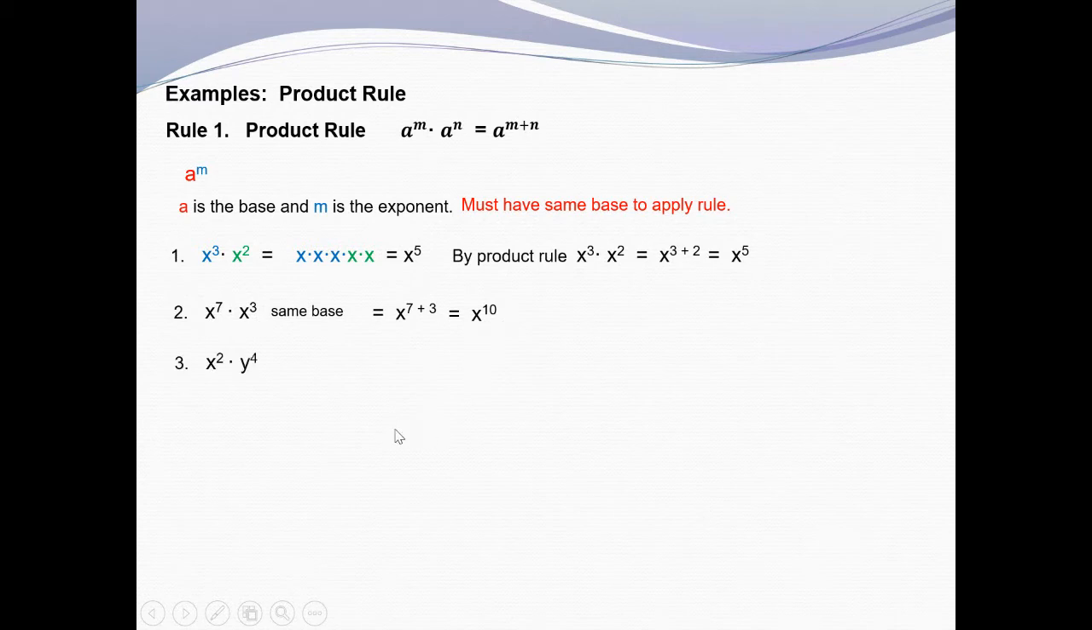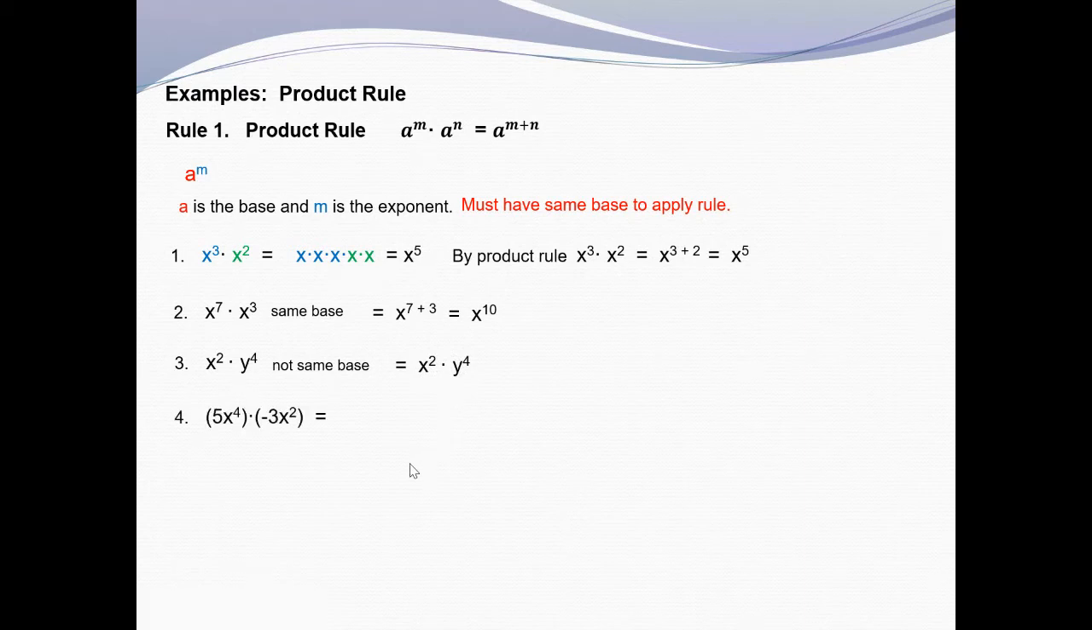Example 3. We have x squared times y to the 4th. If you notice, they're not the same base, so the rule cannot be applied. So your response stays how it is. It'll be x squared times y to the 4th, because these 2 cannot be combined. So this is your answer.